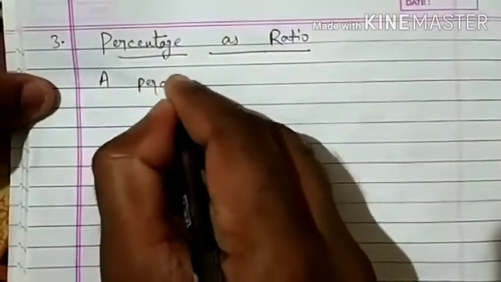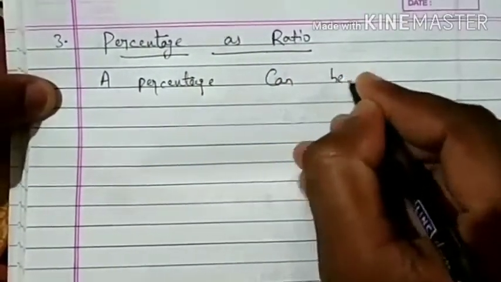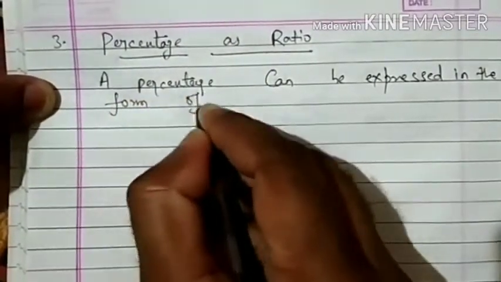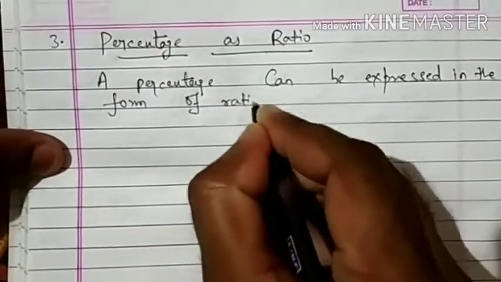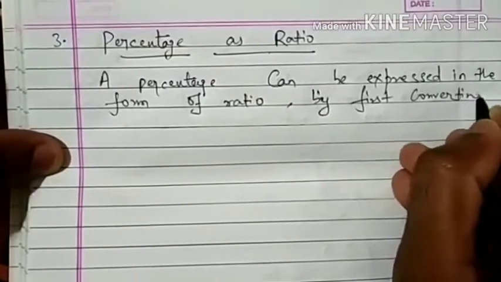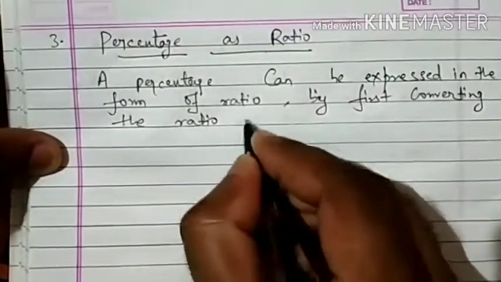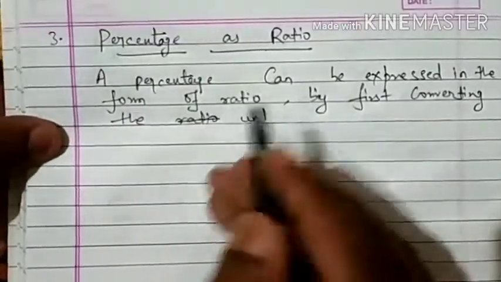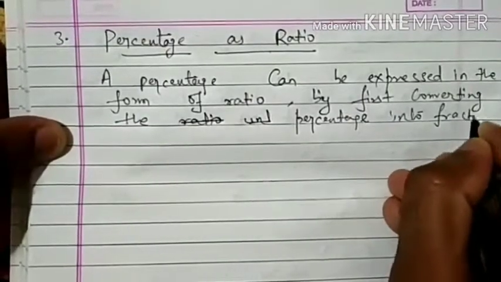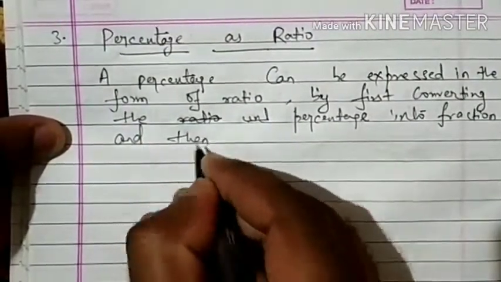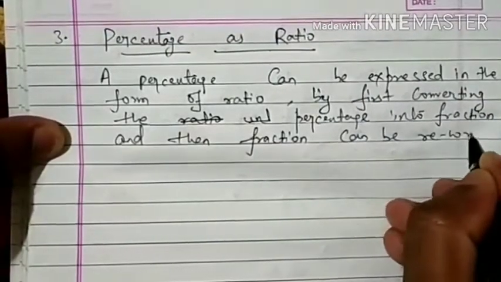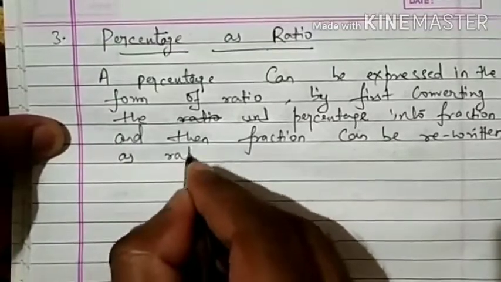A percentage can be expressed in the form of ratio by first converting the percentage into fraction, and then fraction can be rewritten, फिर से लिख सकते हैं, can be rewritten as a ratio.